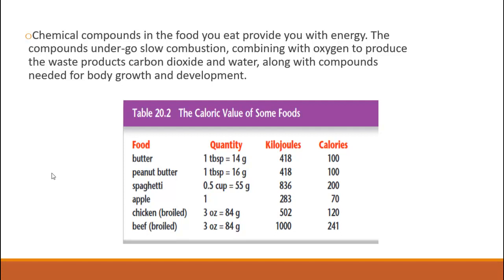The chemical compounds in the food you eat provide you with energy, and these compounds undergo slow combustion, combining with oxygen to produce waste products, carbon dioxide and water. So your body needs these compounds for growth and development.